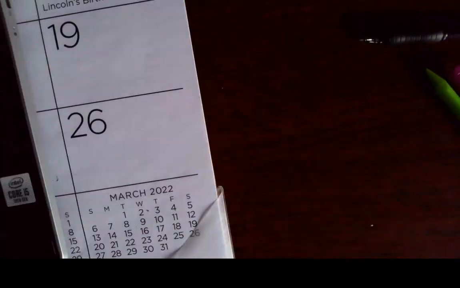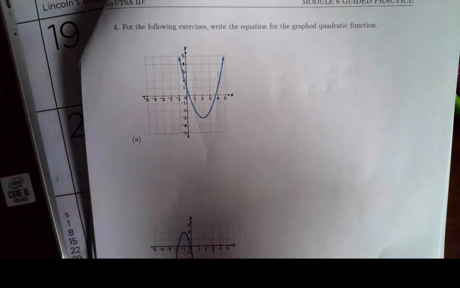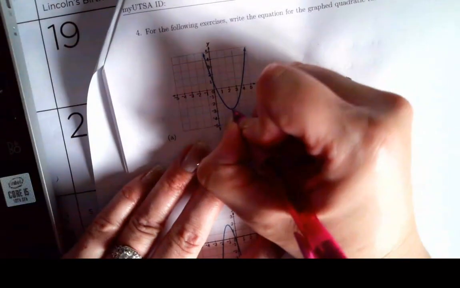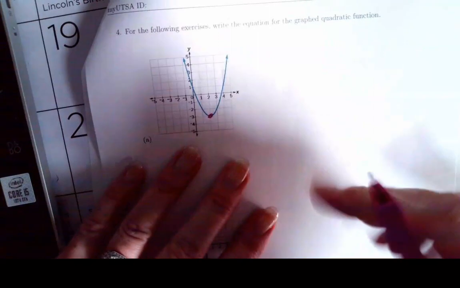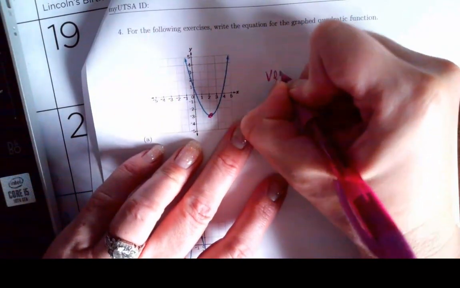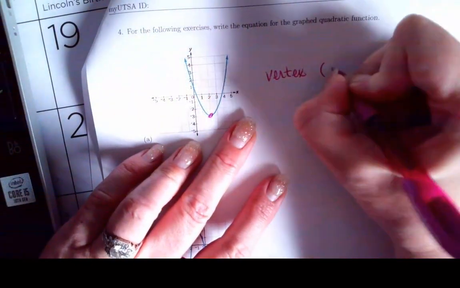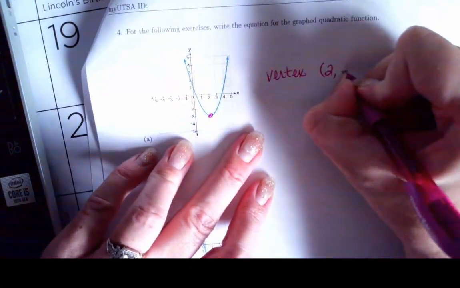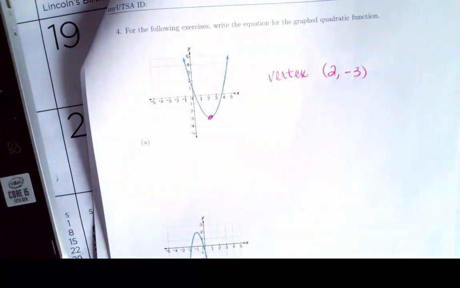Pretty. Okay, we have 2 more examples, and they're a little bit more straightforward. So we've got, write the equation for the graphed quadratic function. We've already done this, we just didn't do a picture. So let's find the vertex first. My vertex on this one is 2, -3. And then let's just find a pretty point.